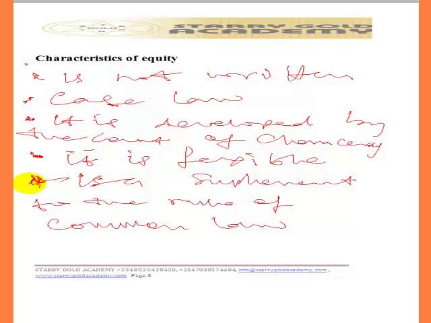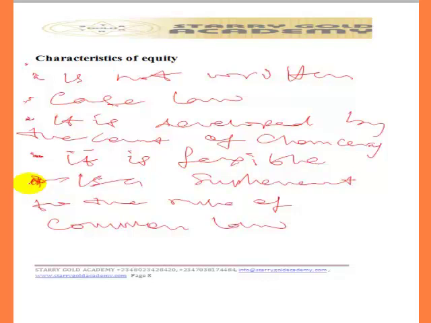And also it is developed by the Court of Chancery. The Court of Chancery, the Court of Equity, developed equity. And also it is flexible. It means that it is not as rigid as common law. It allows the Court of Chancery or Court of Equity to hear people, to see the differences between the issues before making a decision. And also it is a supplement to the rule of common law.